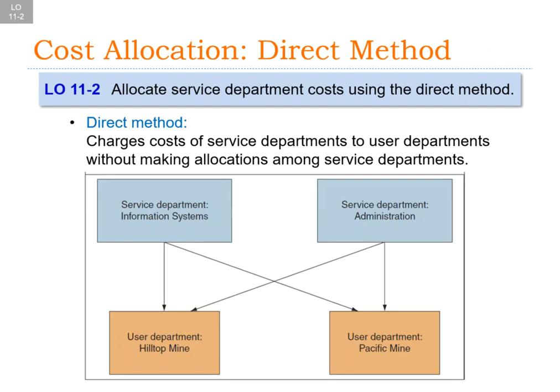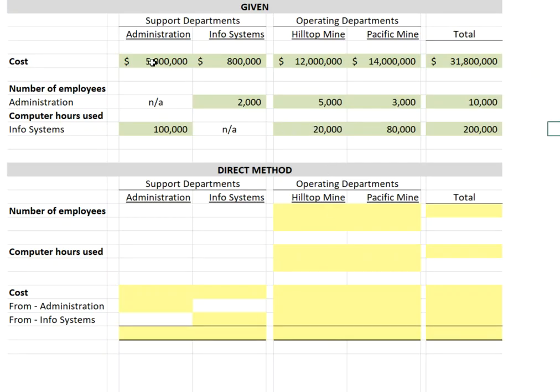Let's take a look at using the direct method to allocate costs for the Carlisle Coal Company. Again, recall, the costs are only directly allocated to the end-user departments. There's no cost allocated between the service departments. We're given the following cost information: direct costs for our 4 departments, and we're told that the cost of administration is going to be allocated on the basis of number of employees. In information systems, we have 2,000 employees, the Hilltop Mine 5,000, and the Pacific Mine 3,000. Although in the direct method, we will only consider the employees of our end-user departments.